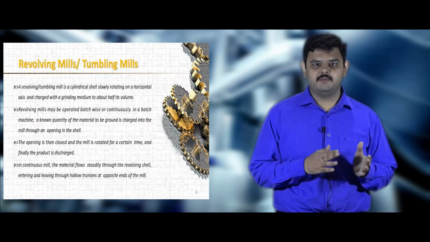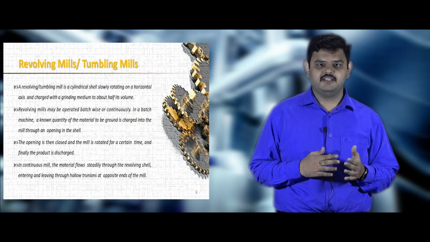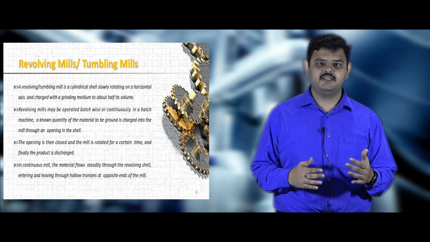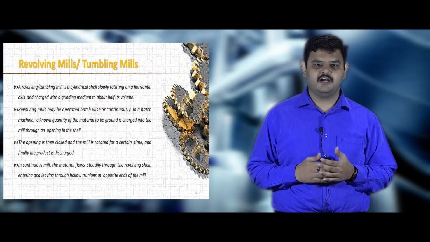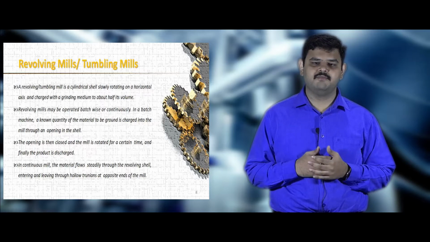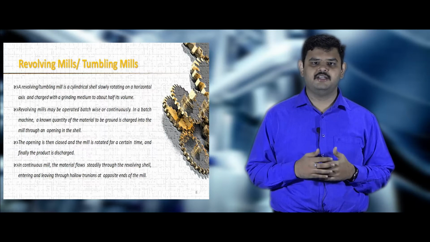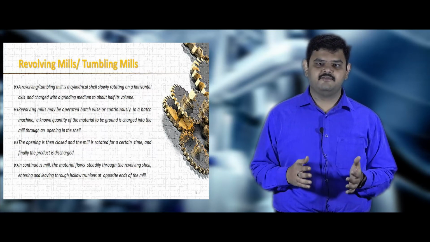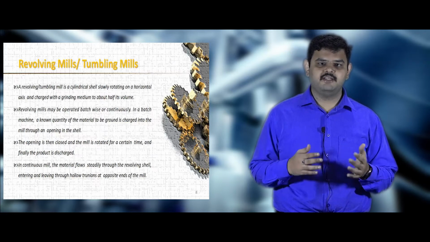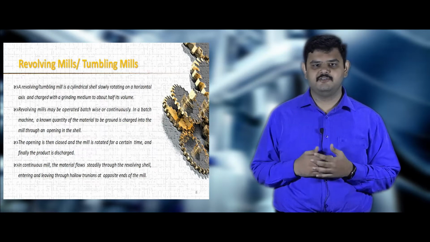Now we move on to the tumbling or revolving mills. The tumbling mills have a cylindrical shell which revolves slowly. The cylindrical shell is charged to half, and then a tumbling motion is imparted on the feed particles. Once the tumbling motion is completed, the disintegrated, size reduced particles are taken from the tumbling mills. The tumbling mills are of two types. The first one is batch operated, the second one is continuous operated.